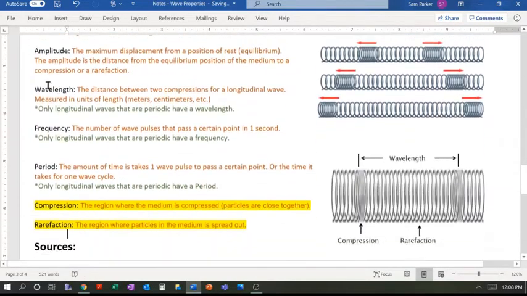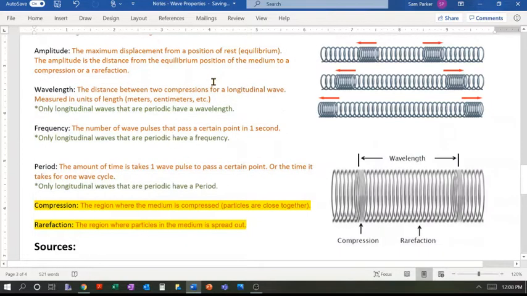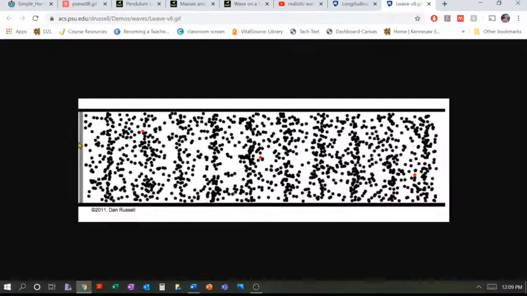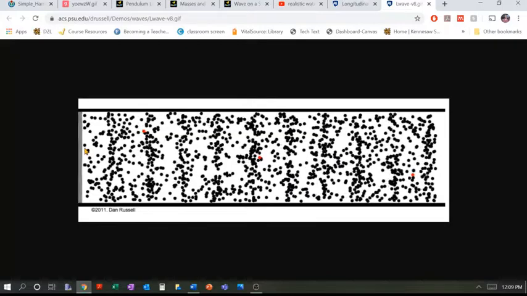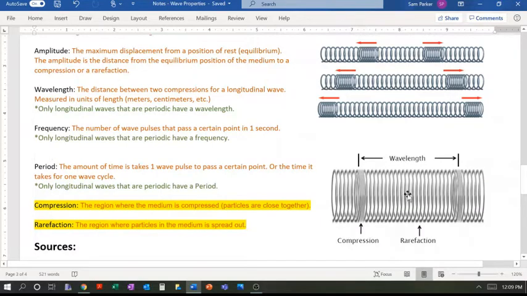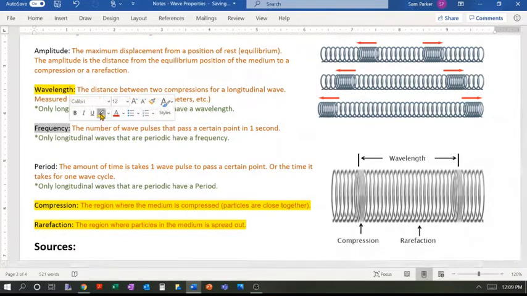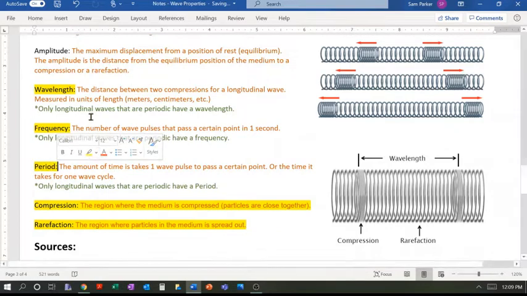So we still need to talk about wavelength, period, and frequency. And the thing about this is, just like a transverse wave, these only apply to longitudinal waves that are periodic, like this one, where the pulses are sent out in regular intervals of time. So there's no wavelength, frequency, or period to speak of for a single pulse. It doesn't exist. These values only exist for periodic longitudinal waves.